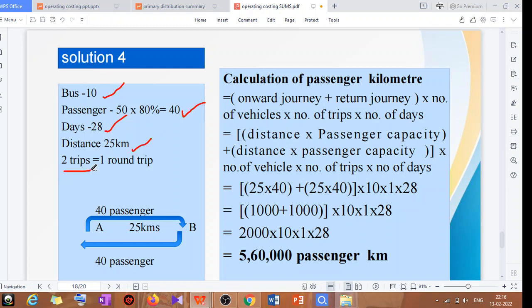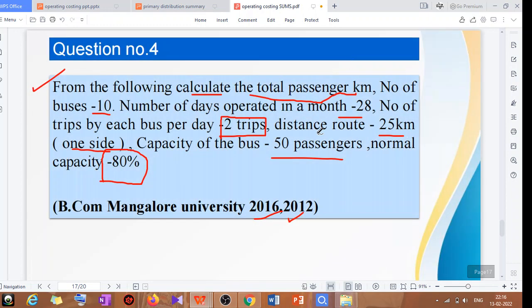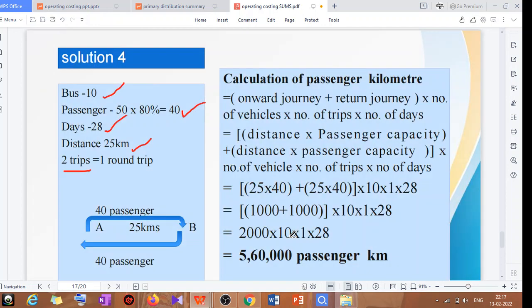And see the question students, what is the trips here, that is the number of trips by each bus per day, 2 trips. If they give 2 trips, if they say 2 trips, one way is a trip. This is return journey, 2 trips. Clear. 2 trips means one round trip. I mentioned here, see here 2 trips is equal to 1 round trip. Clear. You can see here from A to B, assume A to B. What is the distance?